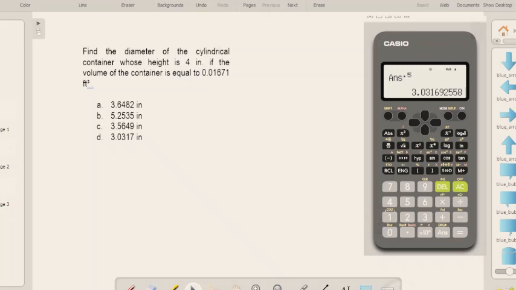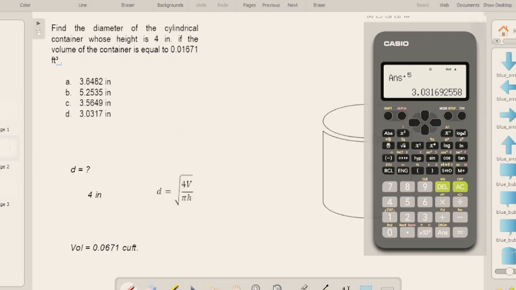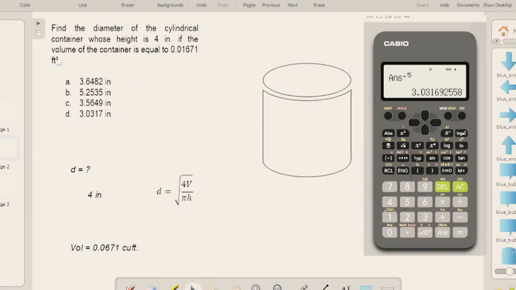Alright, so for this video, we are going to solve problem number 1. This is problem number 1 out of 20. First, let's find the diameter of the cylindrical container whose height is 4 inches and the volume of the container is equal to 0.01671 cubic feet.